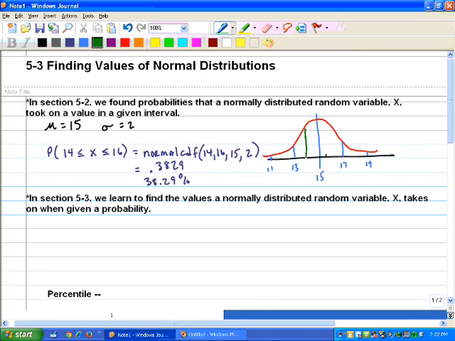Recall also, because the total area under the normal curve is 1, that this probability corresponded to the area under the curve for the interval x between 14 and 16.